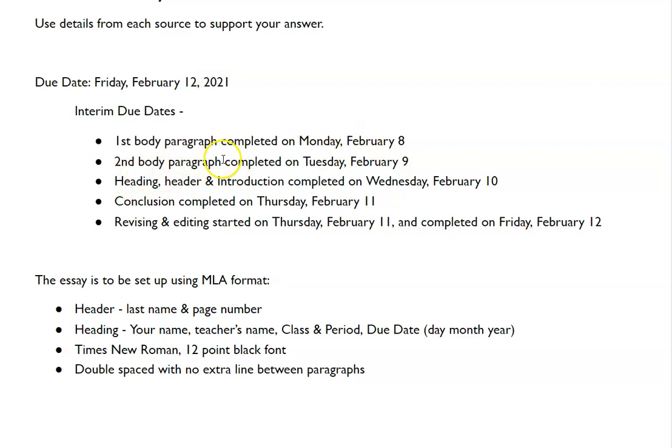Your second body paragraph will be completed on Tuesday in class. You can start it and finish it up for homework on Tuesday night. On Wednesday, you would want to add your header, heading, and then write your introduction. And then when you come to class on Thursday, you could finish up anything or ask any questions you might have and write your conclusion on Thursday. And then start revising and editing on Thursday, finishing up Friday in class. It is due at the end of class on Friday. So this would be the goal for your time and scheduling.